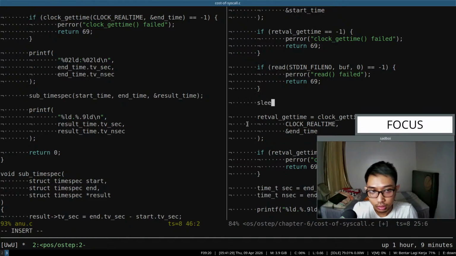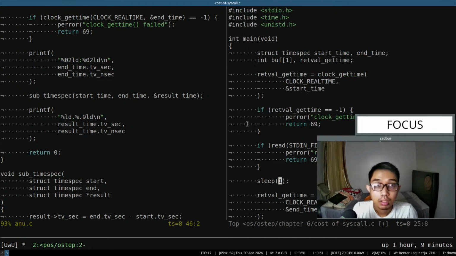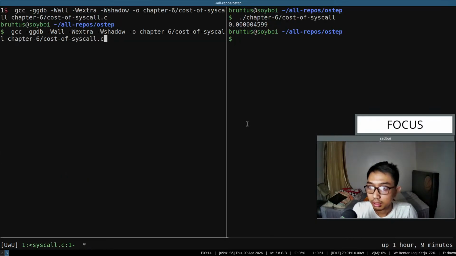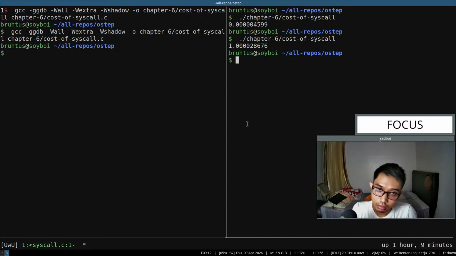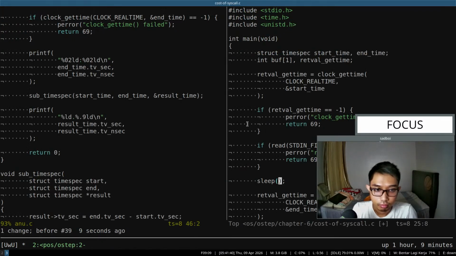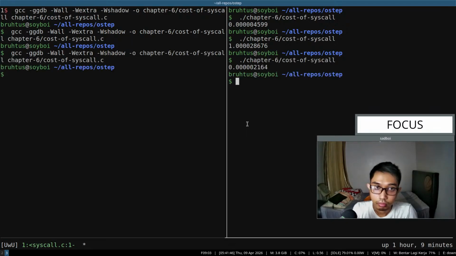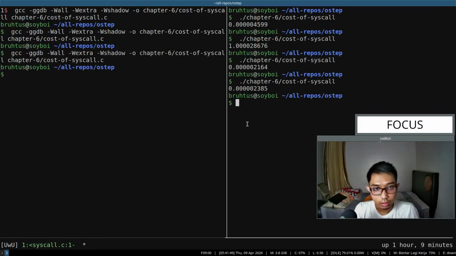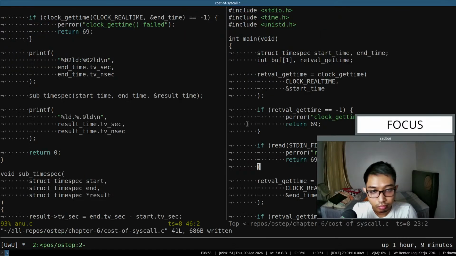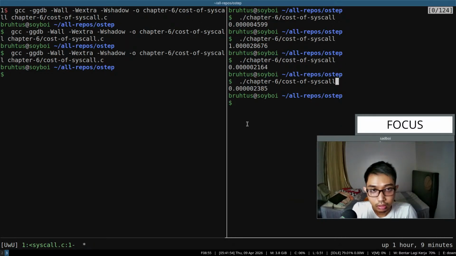If I use sleep here, okay. Add in STT. Alright. Okay. The time is different. And for some reason, is it getting faster? Not always.